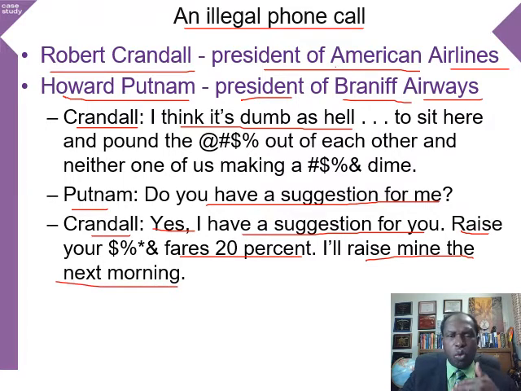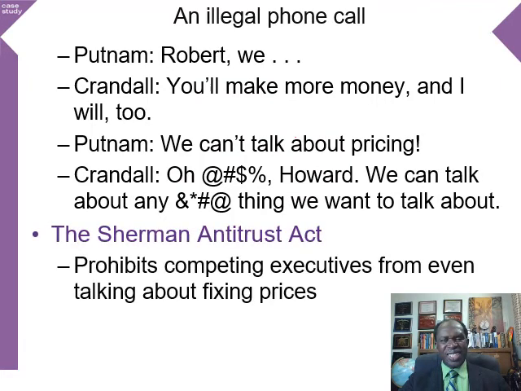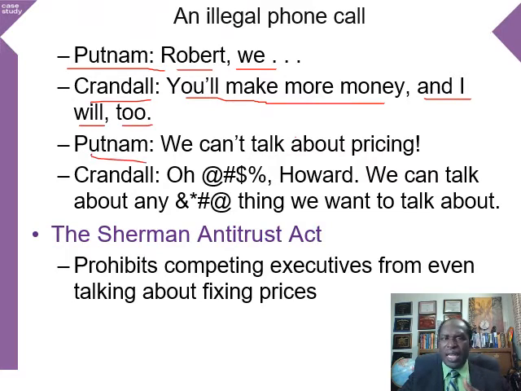So this is an example of colluding between two presidents of airline companies, two of the biggest airline companies in the US at that time. To follow the conversation, Putman said, "Robert, we..." Crandall said, "You will make more money and I will too." Putman said, "We can't talk about pricing." Crandall said, "Oh, Howard, we can talk about anything we want to talk about."